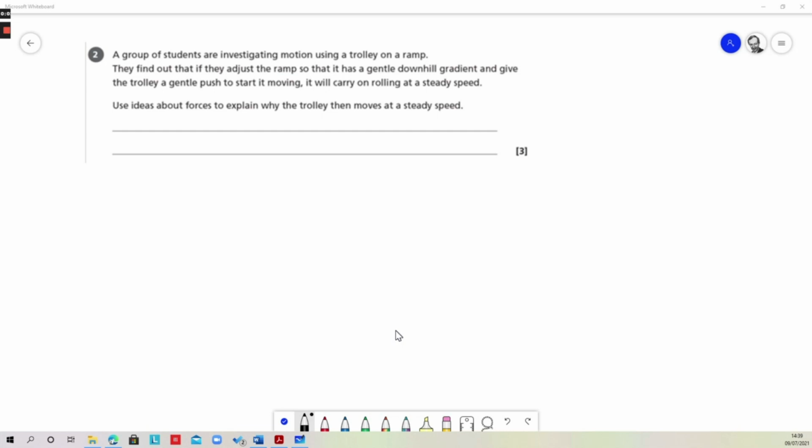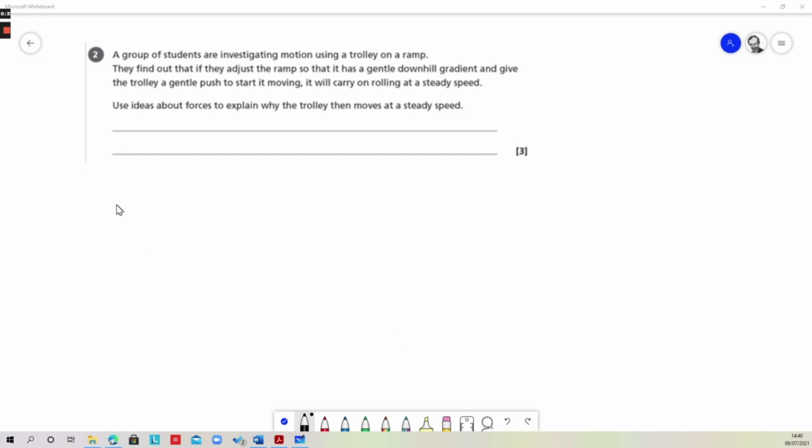In this question, we can see that a situation is presented in which a group of students are investigating the motion of a trolley down a ramp. What the students have found out is that if they adjust the gradient of the ramp so that it's a gentle downhill slope, and they give the trolley a gentle push, it will move down the ramp at a steady speed without them having to push any more. It doesn't accelerate, it's not picking up speed, and it's not slowing down.